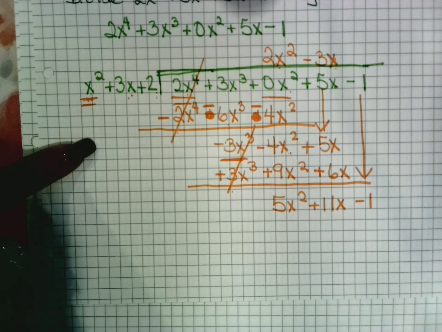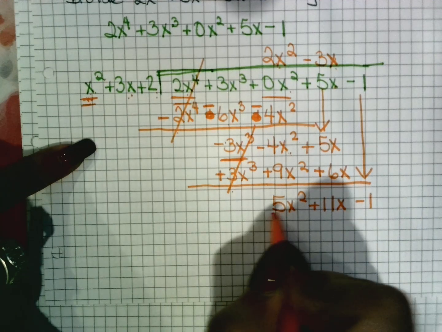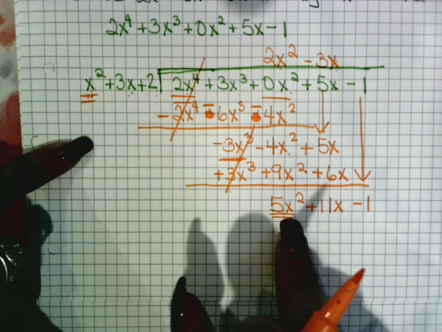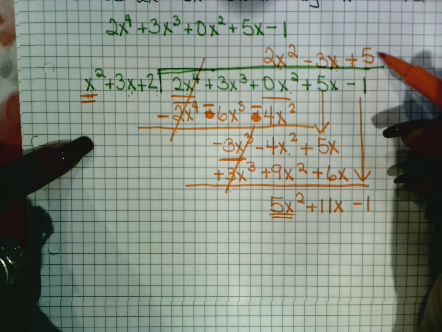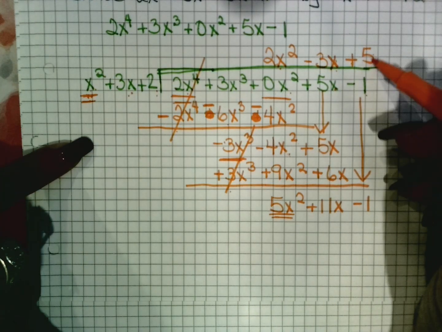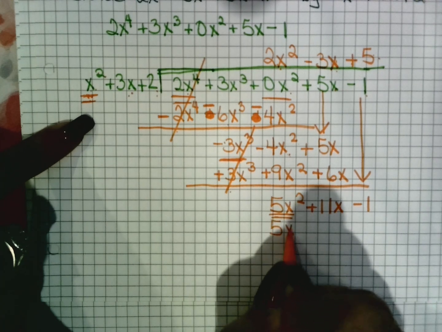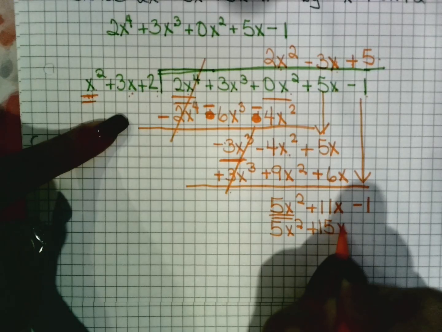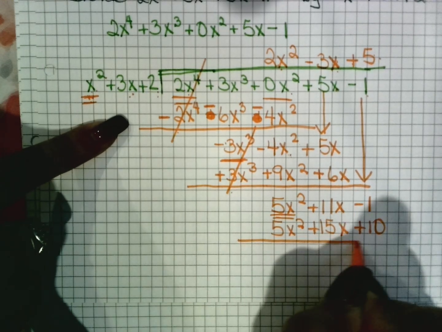Once again, we're going to look at this x squared and this 5x squared. What do we need to multiply x squared by to get 5x squared? Well, that's a plus 5. Notice that that's a constant, so it would be right over the constant. 5 times x squared is 5x squared. 5 times 3x is 15x. 5 times 2, that's 10.